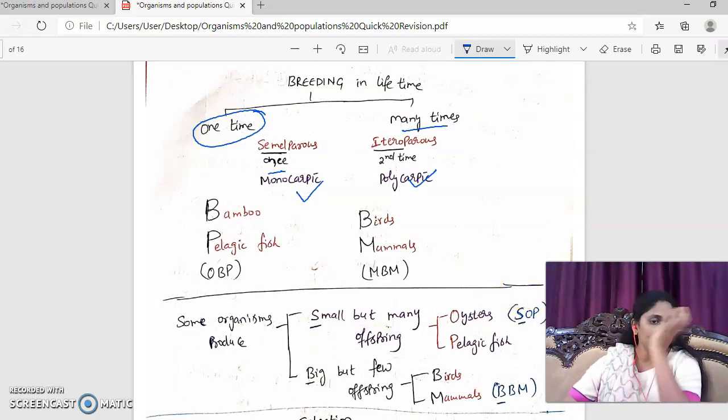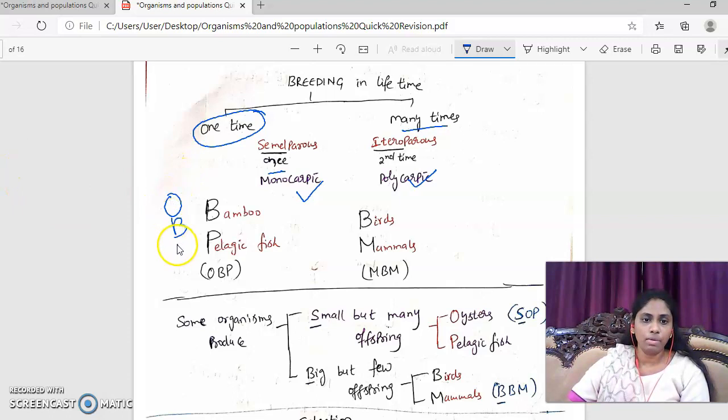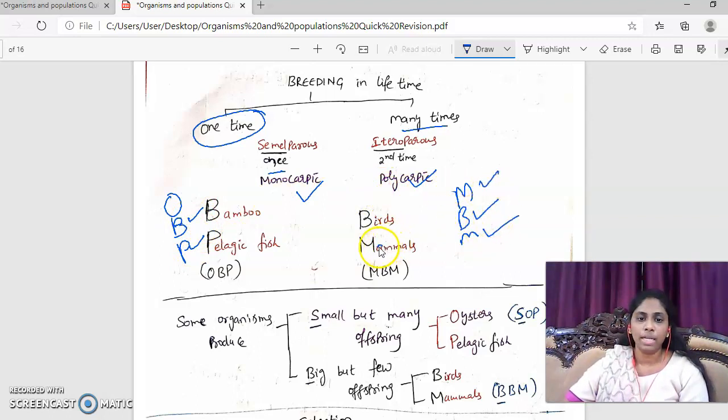For one-time breeders, you have BP. So one-time breeders: bamboo and pelagic fish. And for many-time breeders, you have MBM, many times. This is birds and this is mammals, right?